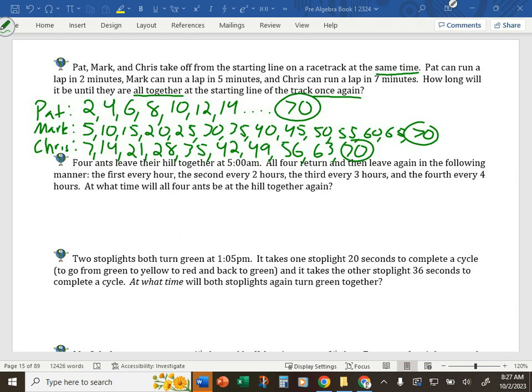4 ants leave their hill together. All 4 return and then leave again in the following manner. The first every hour, the second every 2 hours, the third every 3 hours, and the fourth every 4 hours. At what time will all 4 ants be at the hill together again? Something happens. When will it happen again? Least common multiple. What numbers are you finding the least common multiple of?